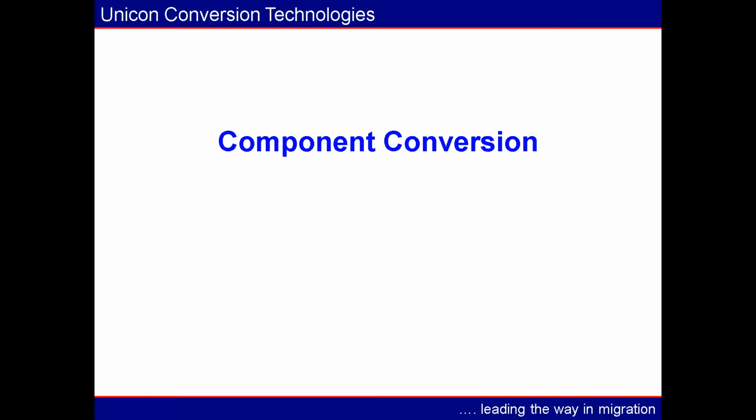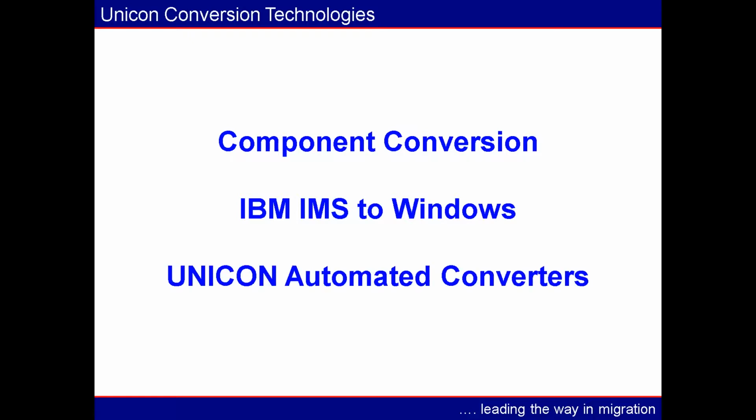This presentation will provide an overview of the Unicon platform migration methodology, which we refer to as component conversion. The project example we will be discussing is the migration of applications from an IBM IMS mainframe to Windows. The conversion is performed using the Unicon automated converters.